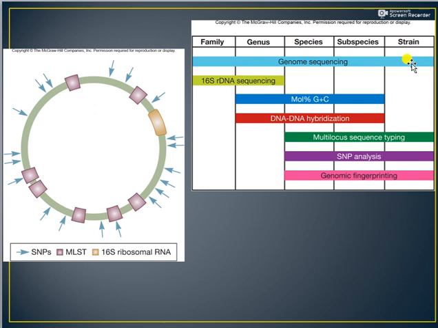So using the molecular characteristics and different techniques will help us identify the bacteria at different levels. I hope you got an idea of the different molecular methods which we use for the identification of bacteria as well as bacterial species.